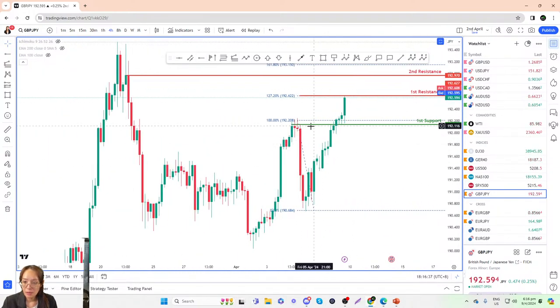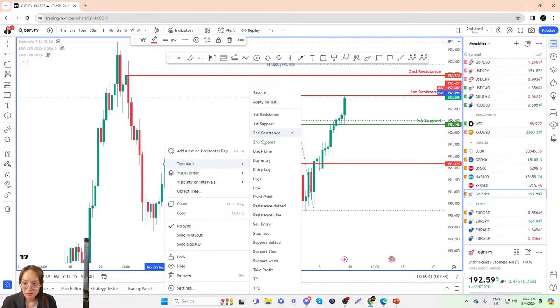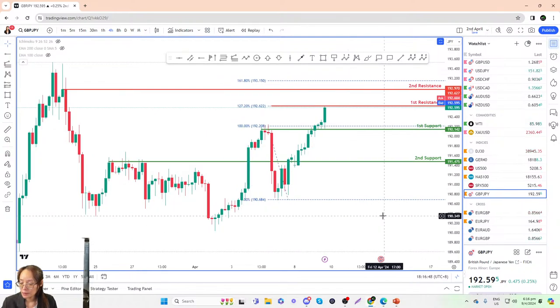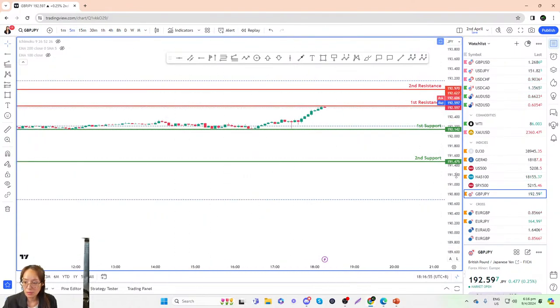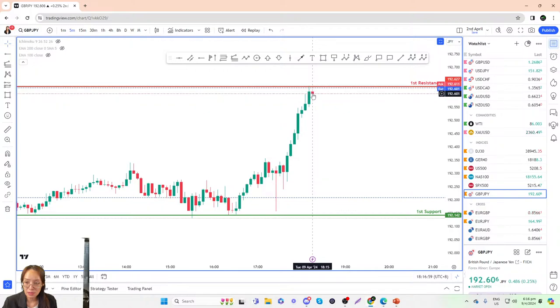Okay, first support here, pull back. The second is right here. Here. Okay, now go up again. Okay, go up again. Do you close the position? Okay, now is that the extension here? You can see that.